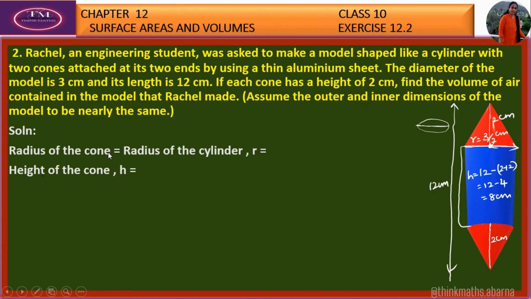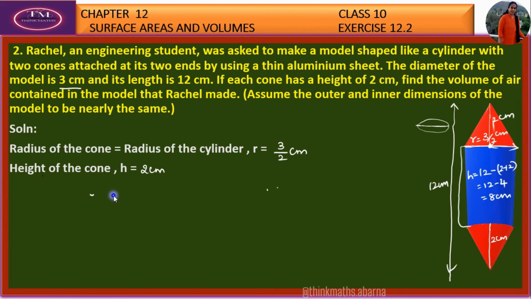So the radius of the cone is equal to the radius of the cylinder. It is given that the diameter of the model, both the diameter of the cylinder as well as the diameter of the cone, are the same. The diameter is given as 3 centimeter. So the radius will be its half, so 3 by 2 centimeter. Height of the cone h is given as 2 centimeter.